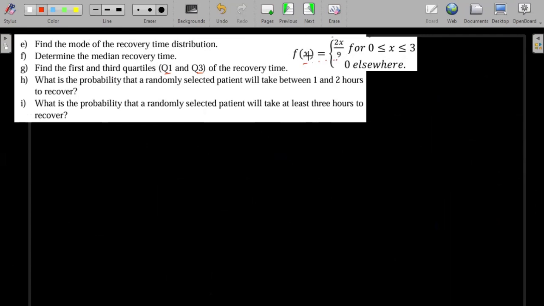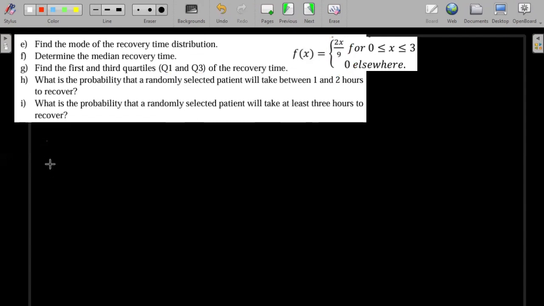Okay, it's a piecewise PDF. So there's this part and this part. When you integrate 0, you're just going to get 0. So in this case, we're just going to ignore it because it's 0. But if you had another function here and you're finding the CDF, you would also need to integrate this part. Since it's 0, we'll just integrate this part here.